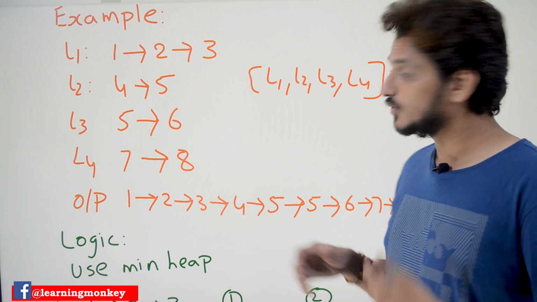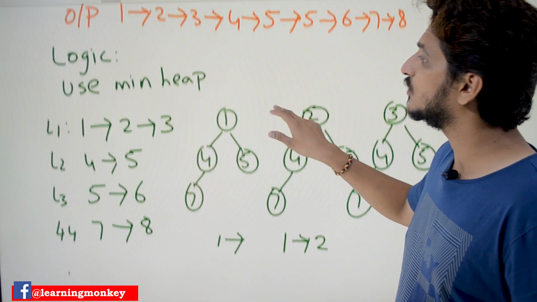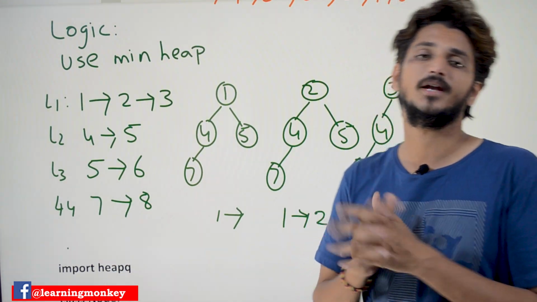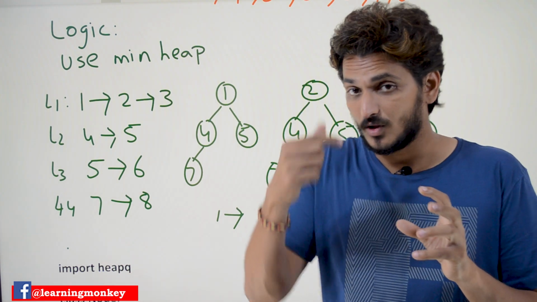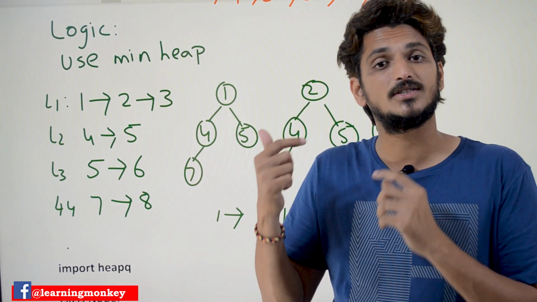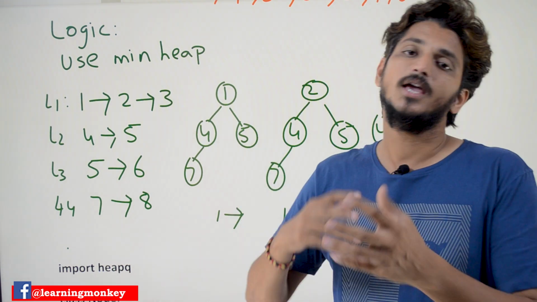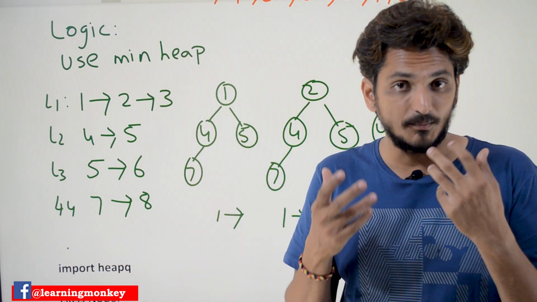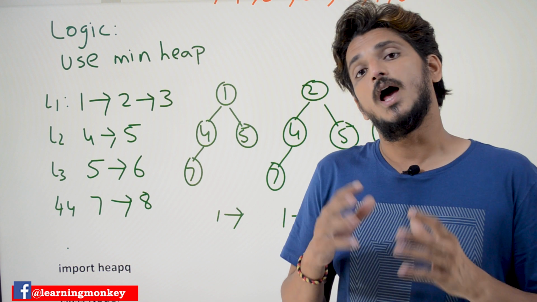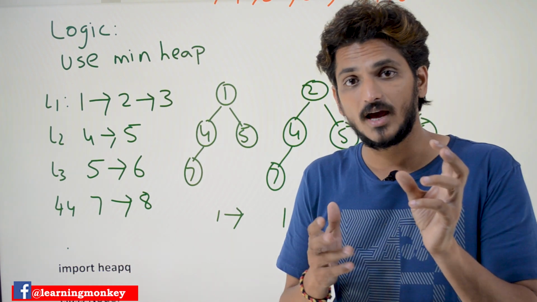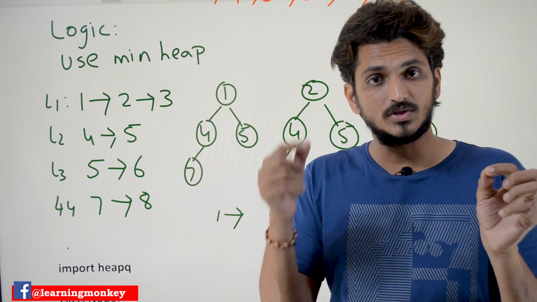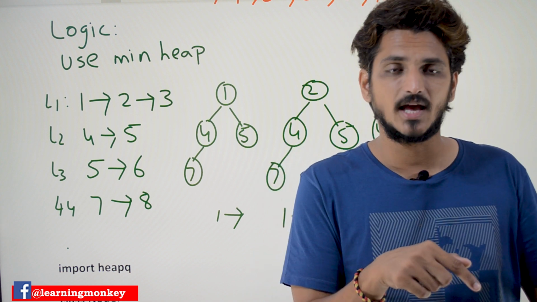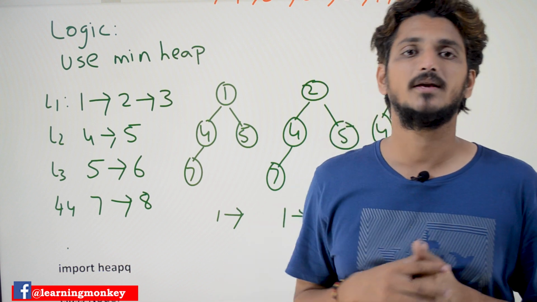Now coming to the logic part, here we are going to use the min heap data structure. We already discussed one example in our last class, kth largest element in a stream. There we used the min heap data structure and the heapq class that is available in Python. Please watch that class and come back here.